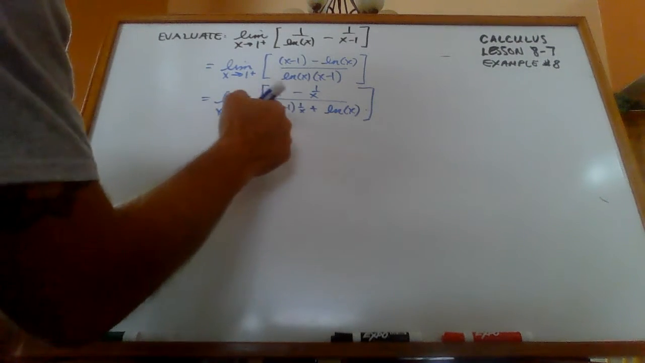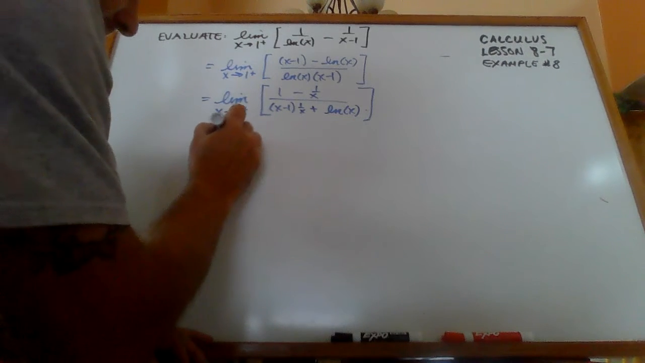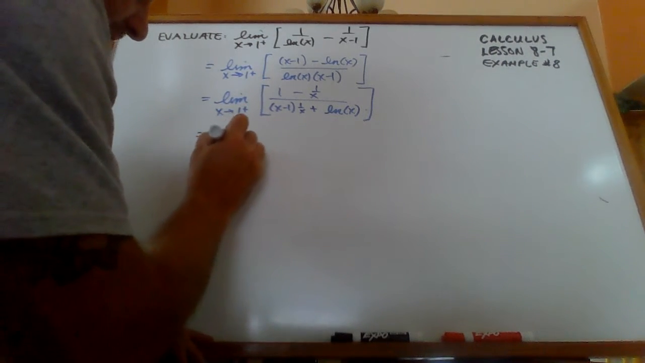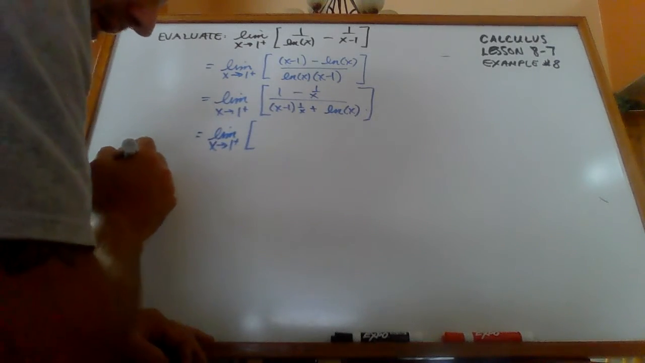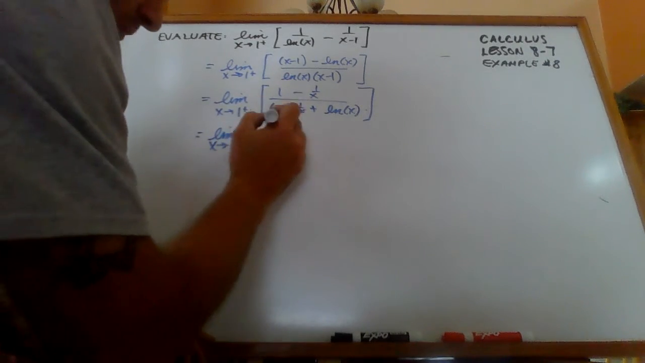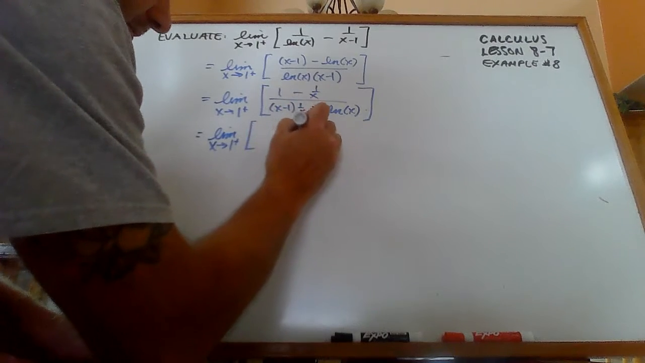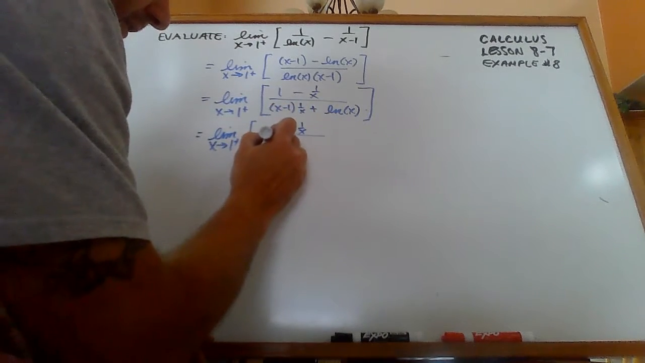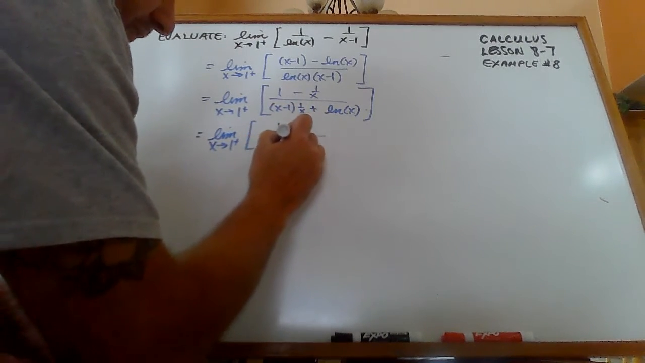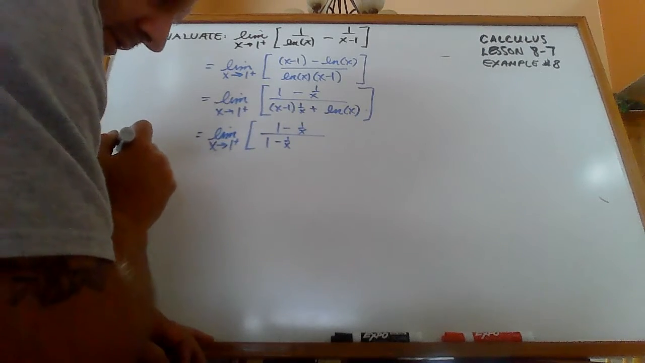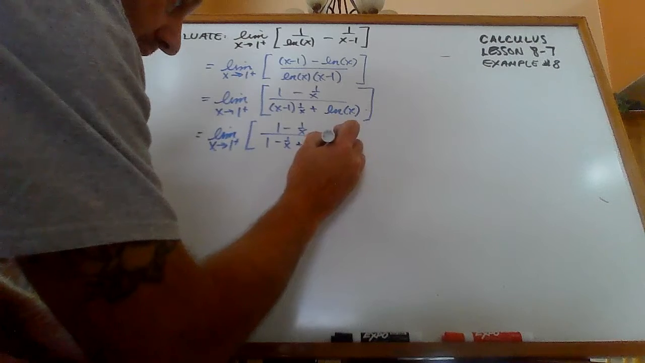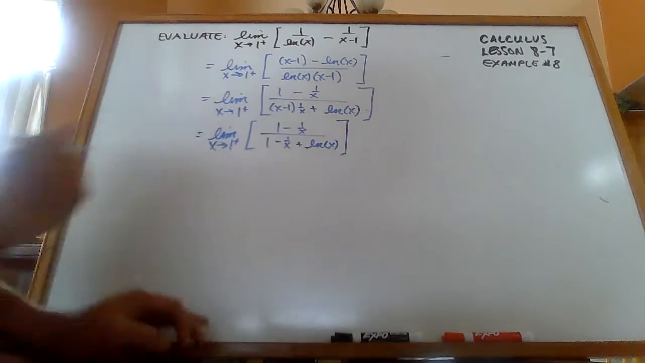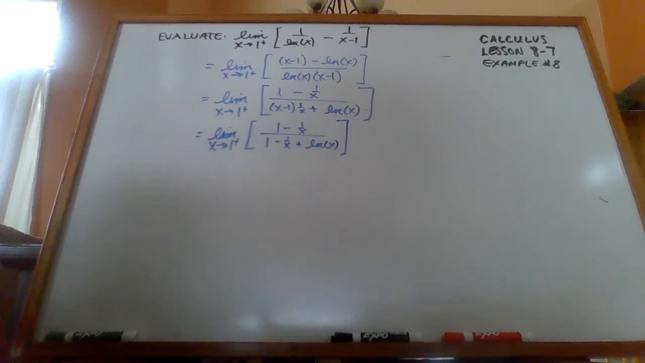Okay, the next thing I'm going to do is go in and distribute this, kind of clean this up algebraically a little bit. So I'm going to leave the top alone, and I'm going to get 1 minus 1 over x plus natural log of x. Okay.